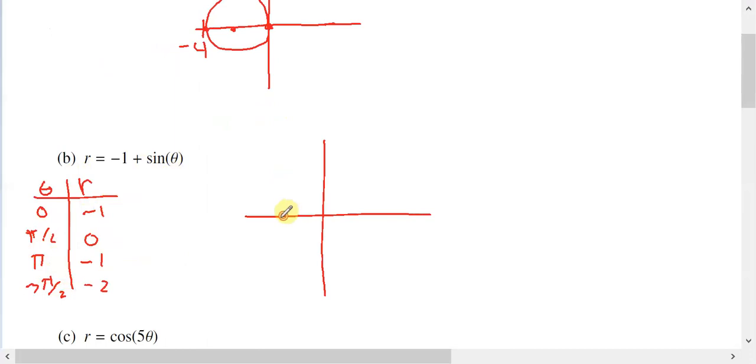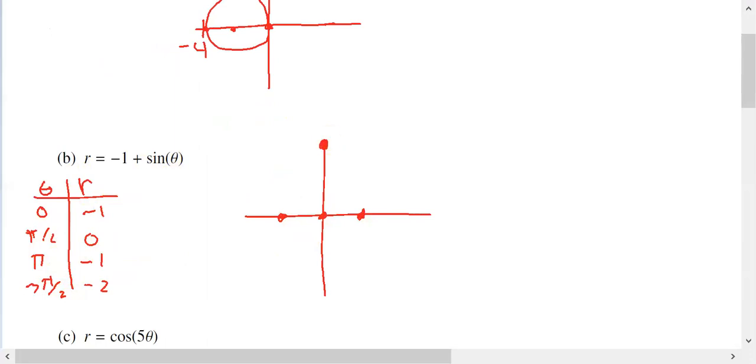go out -1 and then 0, that's going to leave you right there. Go out 0, doesn't matter what you do with the angle. If you go out 0, you're at the pole. Now go out -1 and then rotate through a positive angle of pi, which will put you on this other side. And then now finally go out -2 and then rotate 3 pi over 2, which will put you here.